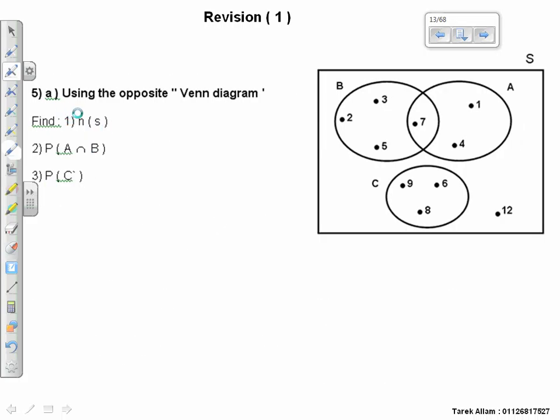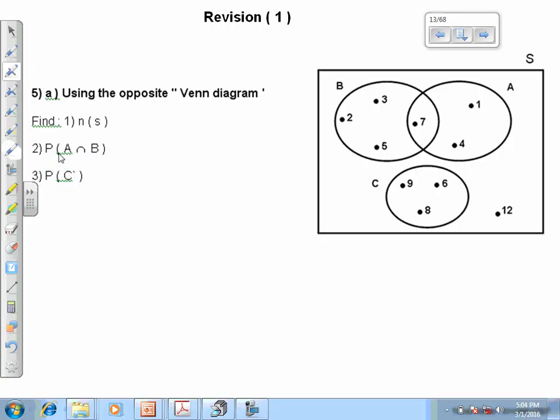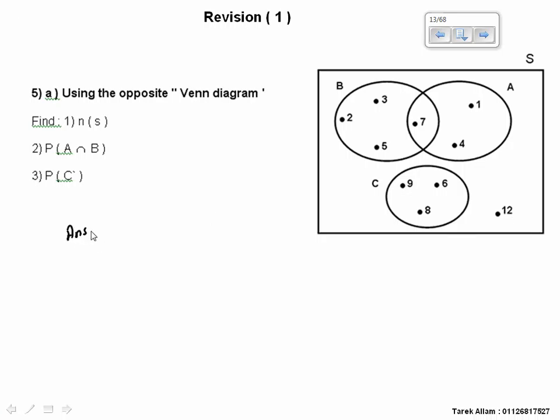Next question. Using the opposite Venn diagram, find the number of elements in the sample space, the probability of A intersect B, and the probability of C dash. Very well. If we count the number of elements in the sample space, we will find 1, 2, 3, 4, 5, 6, 7, 8, 9, 10. So the answer of the first question, n(S), the number of elements in the sample space, equals 10 elements.